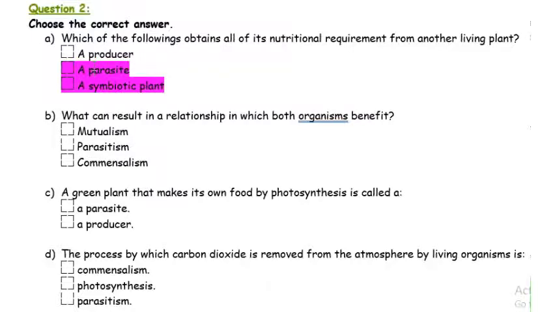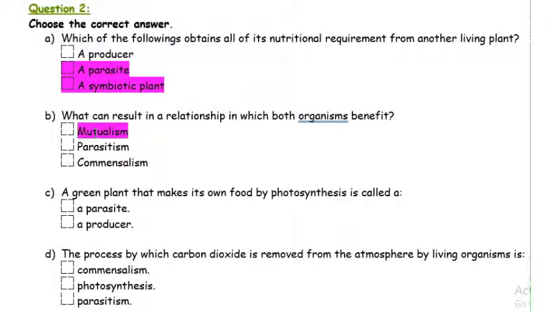B. What can result in a relationship in which both organisms benefit? Both organisms are happy. Let me remind you of the lichen. The lichen is a symbiotic plant. The alga and the mushroom are happy. Each of them is getting its needs from the other organism. This is a mutualistic relationship. During mutualism, both organisms benefit. They are both getting their needs from the other organism.